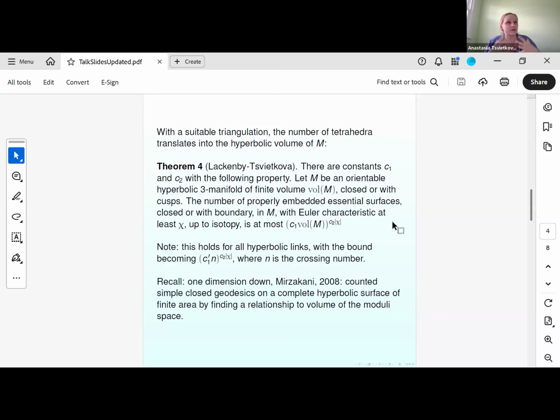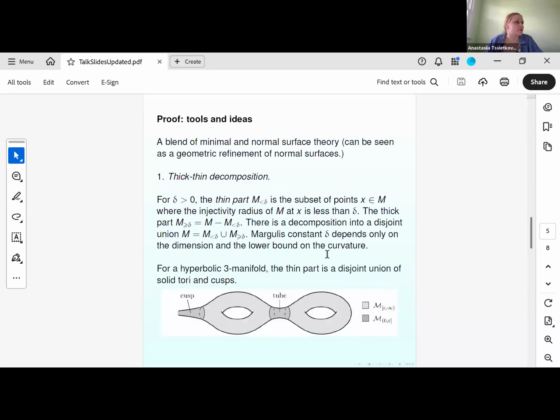And it gives you a very explicit description of what the number of surfaces is like, and it also allows you to connect in a way geometry and topology, because when we talk about the number of embedded surfaces, we think really about the manifold topologically, but volume is a geometric invariant. And maybe let me say a little bit about the proof.